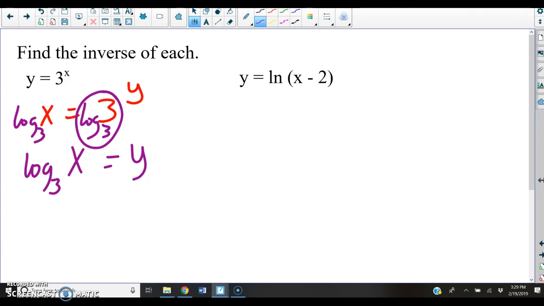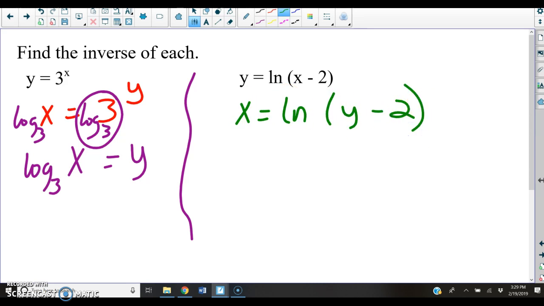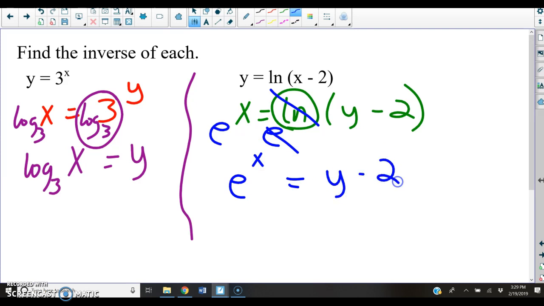All right, again on this second one, switch colors. I'm going to switch my x and y. Okay, and now how do I get rid of this? I raise to a power. Oh, I'm going to use blue. Okay, and now those will cancel. So e to the x equals y minus 2. So to get y alone, I have to add 2 to both sides. It didn't matter which order I put it. I could put e to the x plus 2 or 2 plus e to the x. But I found the inverse.